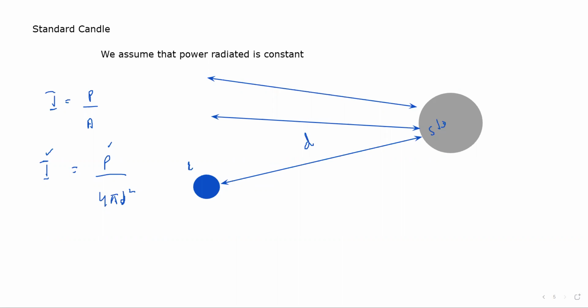So if you want to calculate the distance, the flux of the standard candle must be measured. Flux means how much energy is coming on a unit area, and with this method we can find the distance between the star and the earth. Is this method, the standard candle, clear?